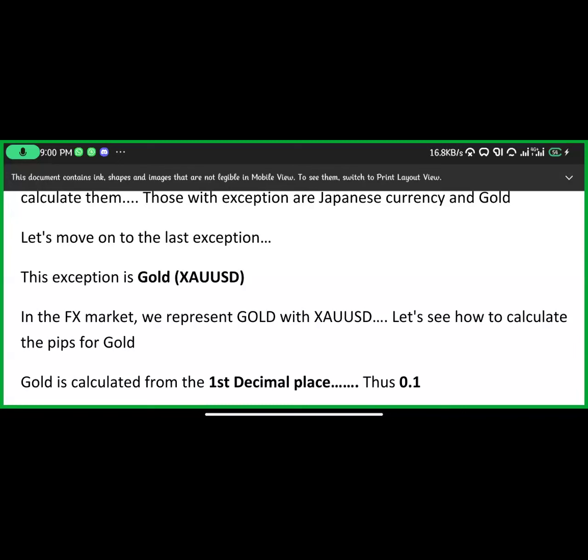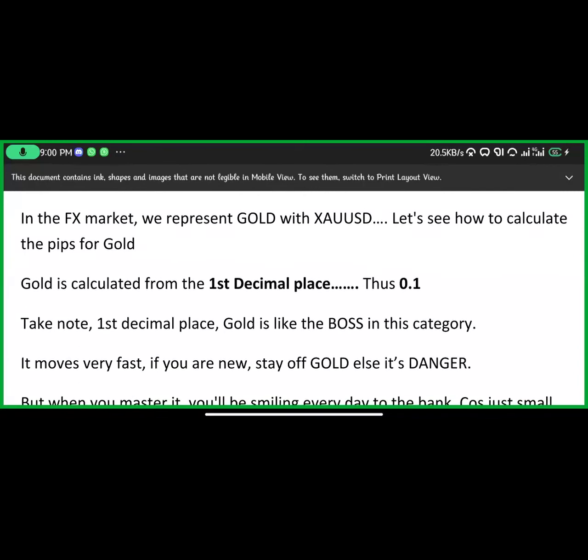Okay, gold is calculated from the first decimal. Can you see how crazy gold is? Gold is calculated from the first decimal, which simply means 0.1. So take note, this commodity, this particular pair, gold, is very volatile.